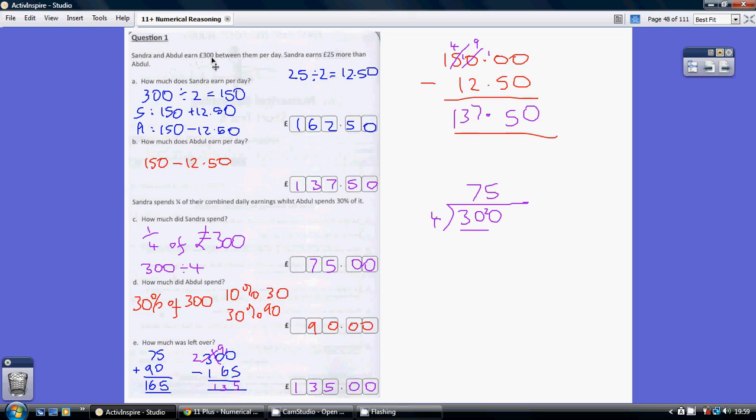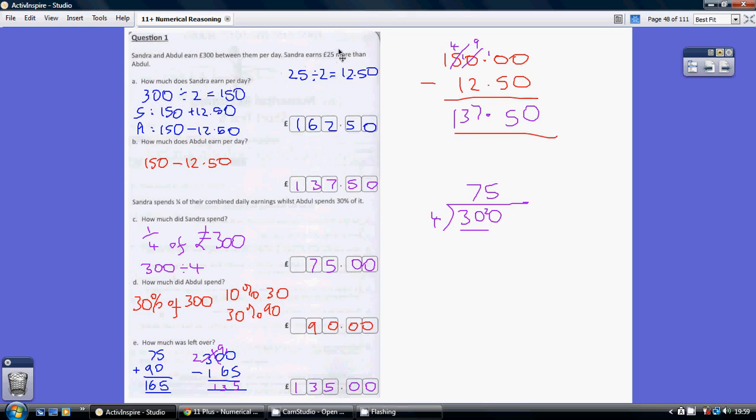Sandra and Abdul earn £300 between them per day. Sandra earns £25 more than Abdul. How much does Sandra earn per day? So start off by finding out the halfway point as if they were both earning the same. So 300 divided by 2 is 150.